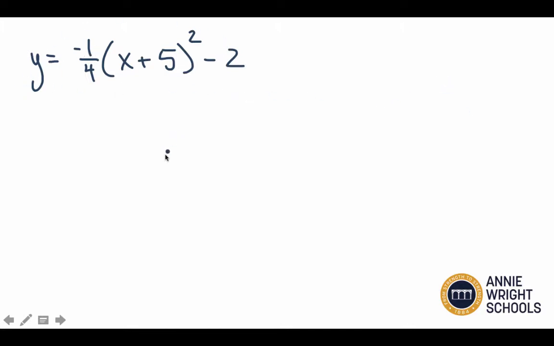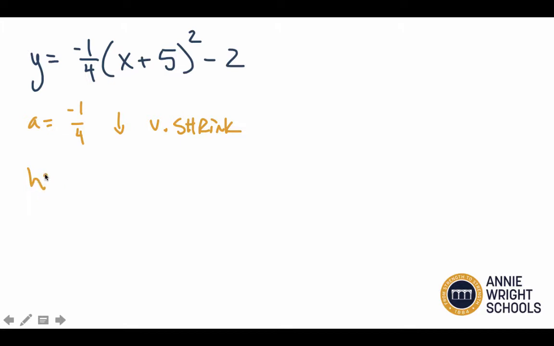So vertex form here, I'm going to identify everything that we have. A is equal to the number in front of the parenthesis. That's negative 1/4. It tells me it's down and it's a vertical shrink. The absolute value of it is between 0 and 1, so it's not vertically stretched, it's vertically shrunk.